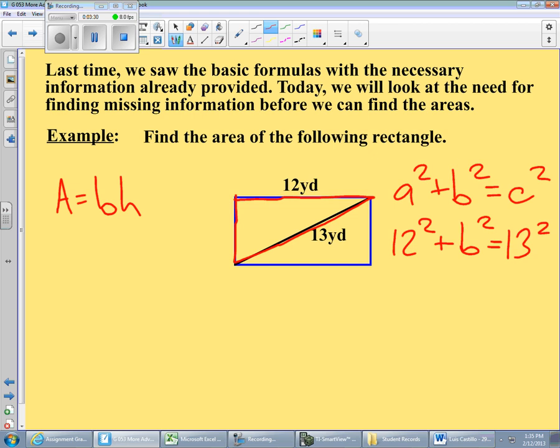What's 12 squared? 144, exactly. b squared is unknown. What's 13 squared? Oh, everybody knew 12 squared. Nobody knows 13 squared, huh? It's 169.